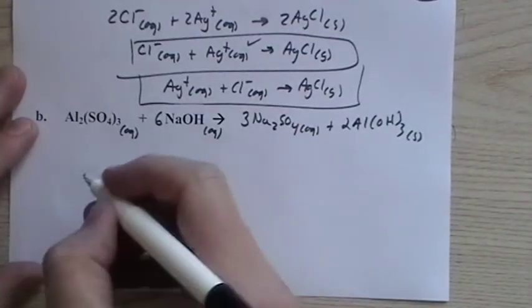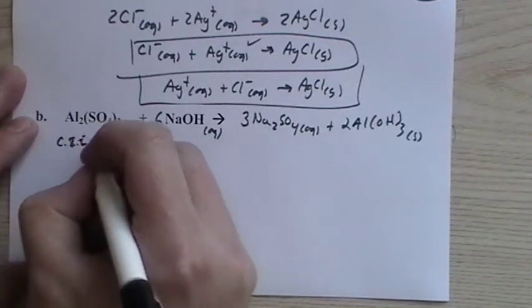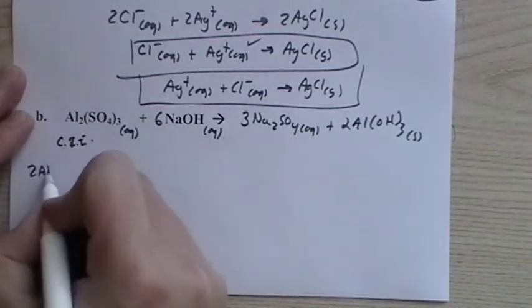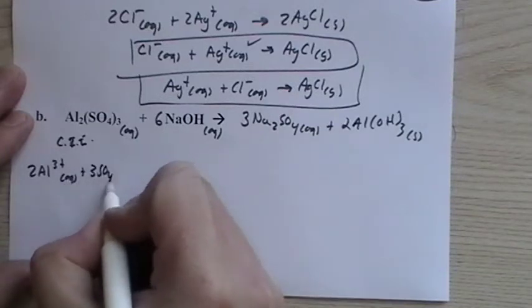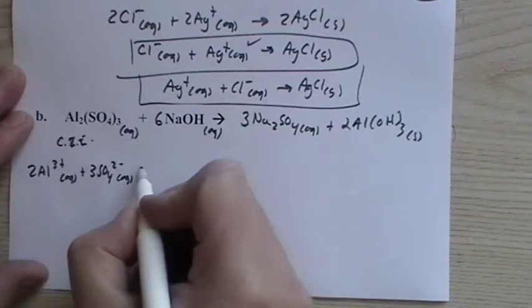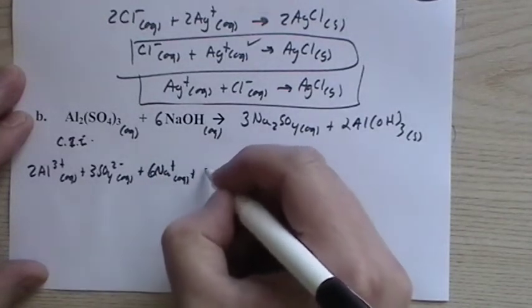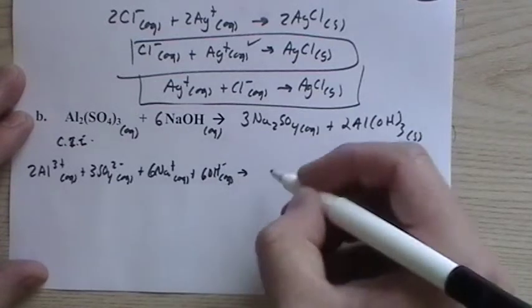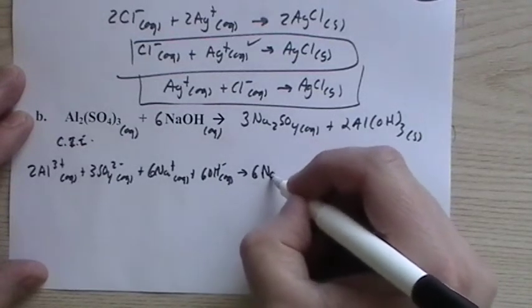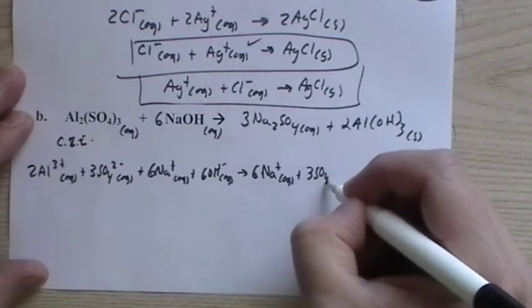Now we have to break it, so the complete ionic equation is 2 aluminum. We know it breaks up into these ions because it's aqueous. We double checked it with the solubility rules, but you should know those right off the top of your head. There aren't that many. You should be able to do them really quick. 3 sulfate.